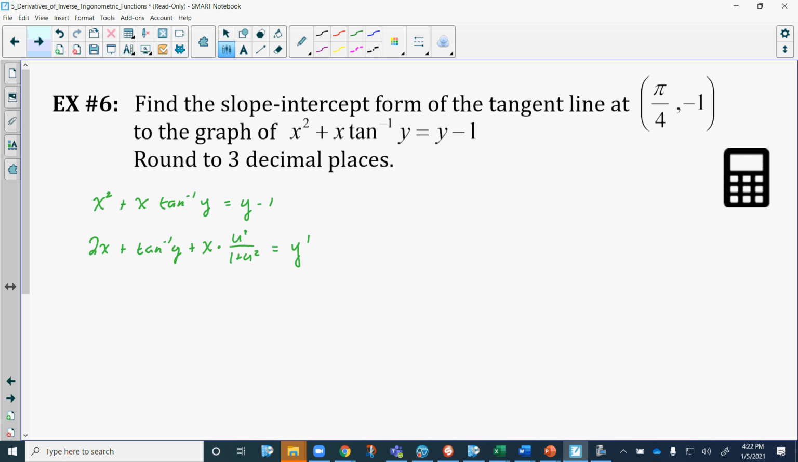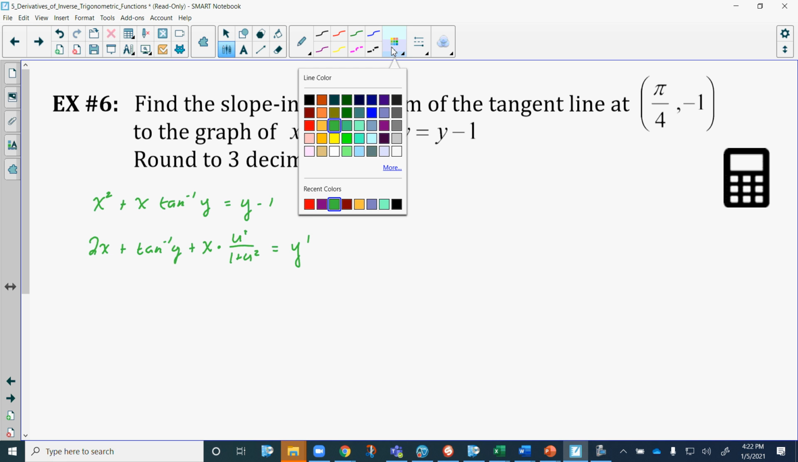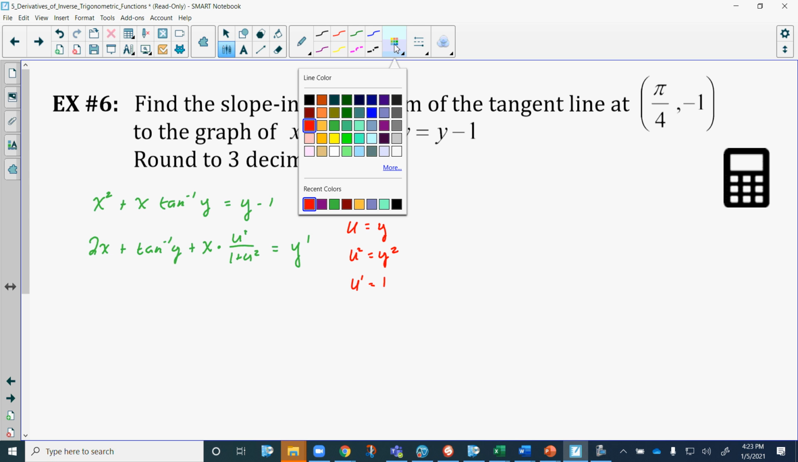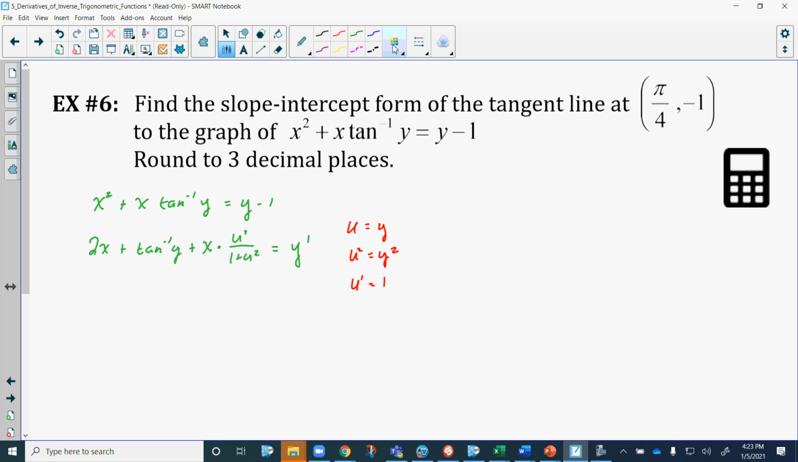So let's see. In this case, u is just going to be the y. So let's see what we got here. Let me get another color. So in this case, u, that's just y. So u squared obviously is going to be y squared. And u prime is just going to be a 1.